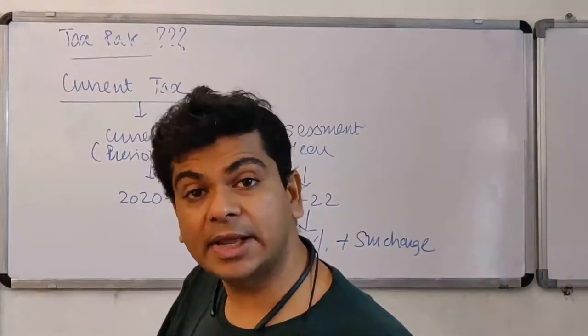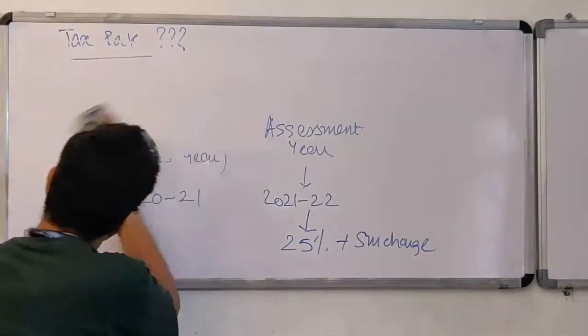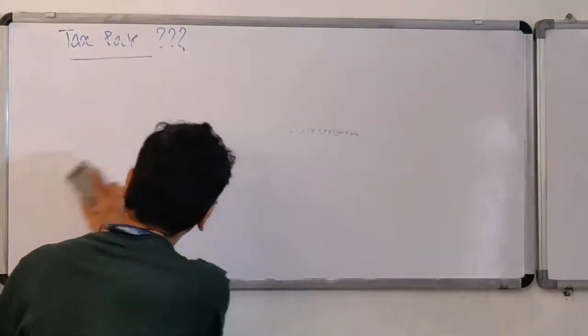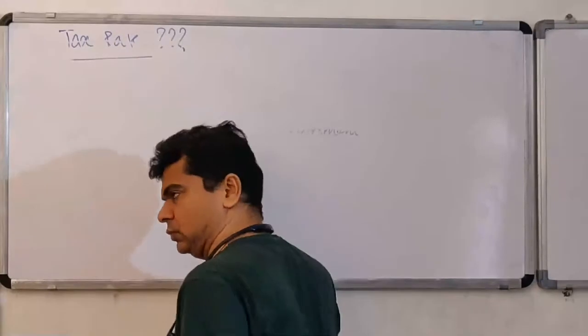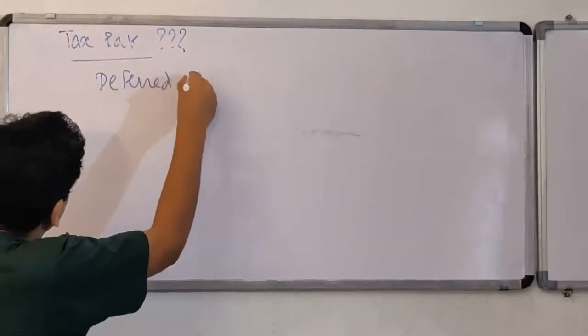How will I now do the calculation for the deferred taxes? Let's see that. Deferred taxes. This was for the current tax. What to do with the deferred taxes?